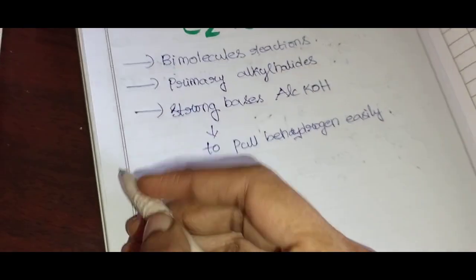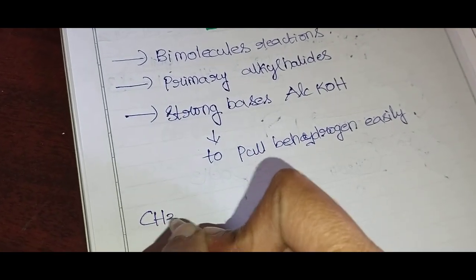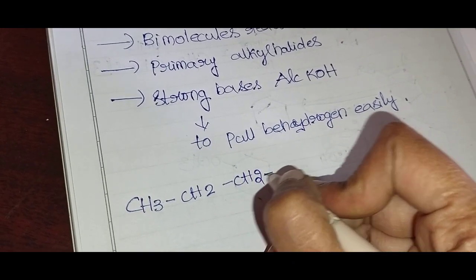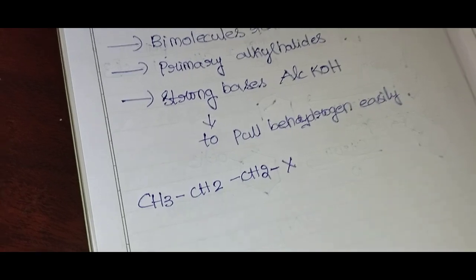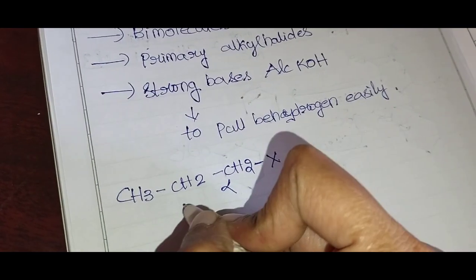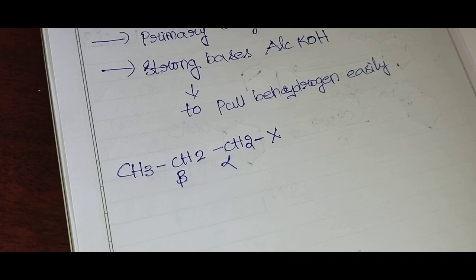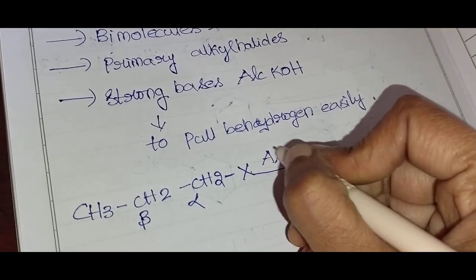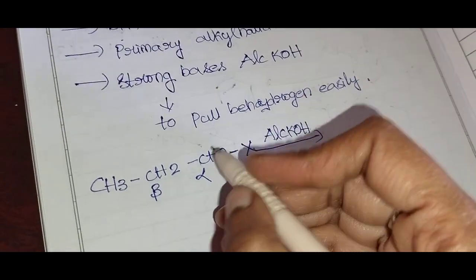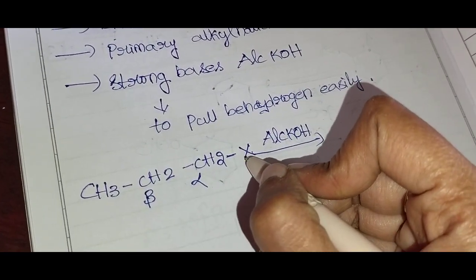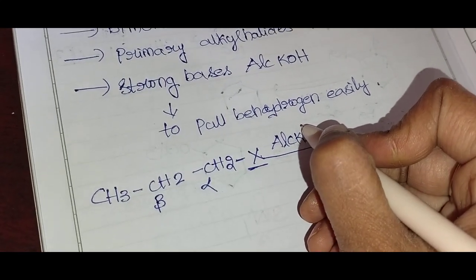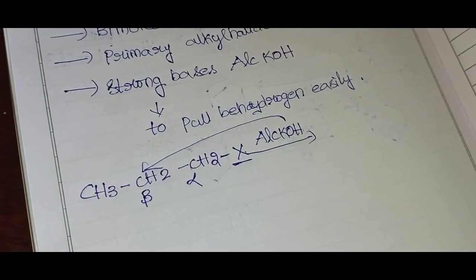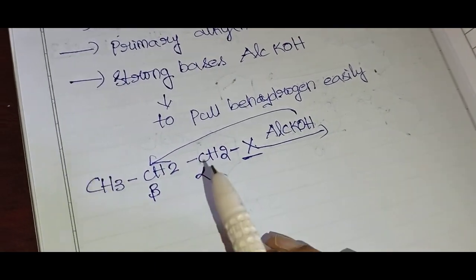So let's see one example. I will explain it with one example. CH3, CH2, CH2X. So when we take this, what happens? This is the alpha carbon, and this is the beta carbon. In the presence of a strong base like alcoholic KOH, the halide will be removed, and the alcoholic KOH will attack the beta hydrogen.